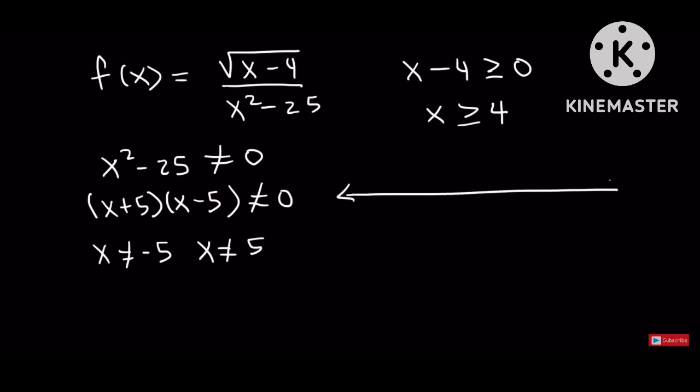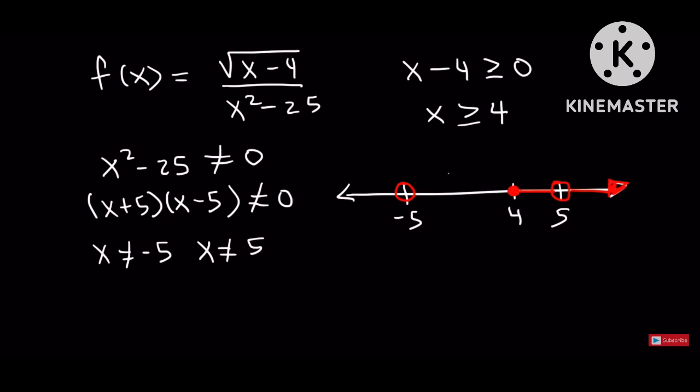So now let's make a number line. So we have -5, 4, and 5. So we're going to have an open circle at -5 and 5. And then x is equal to or greater than 4. So we're going to have a closed circle at 4 and shade to the right.